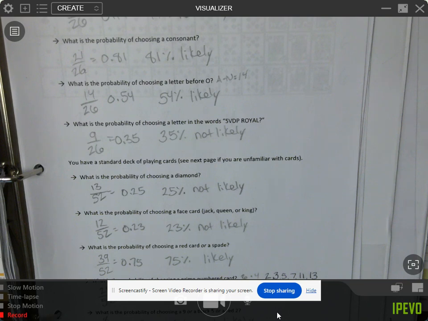So 50% is half and half, a 50-50 choice. So it could go either way. It's not likely or unlikely. It's right in the middle. So over 50 is likely to happen because it's closer to 100. Under 50 is unlikely to happen.